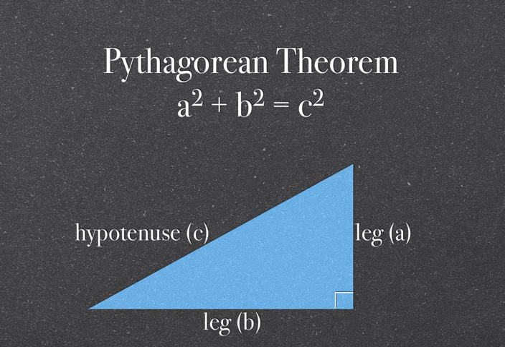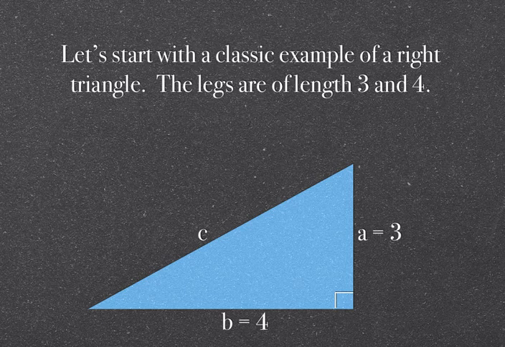So the two shorter lengths, leg a and b, the sum of those values squared is going to be the length of the hypotenuse squared. So let's start with a classic example of a right triangle. The legs here are of length 3 and 4.